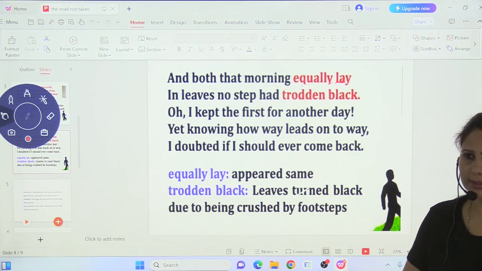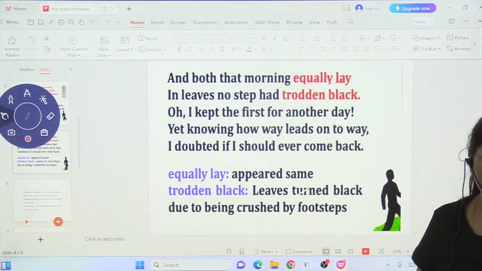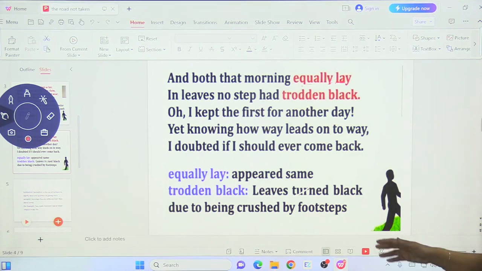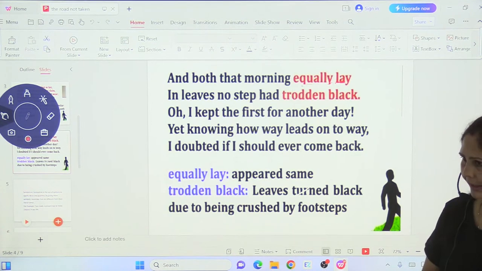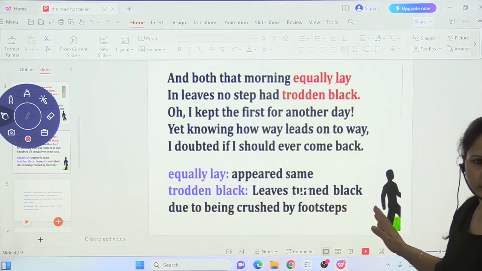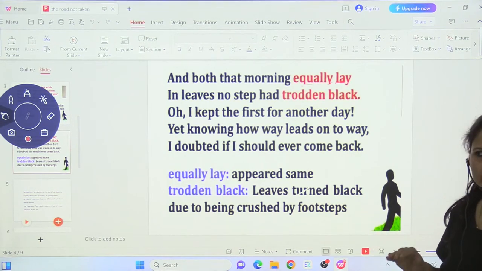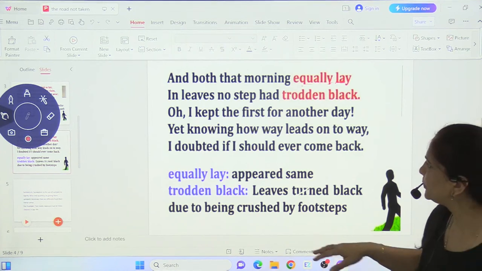When you walk on something, on a plant or a tree, what happens? They are damaged and they turn from green to black. So he found that there the grass was still green, which means it was not trodden. Bahut sare log uske upar chale nahi hai. Agar chale hote to kya hota? It would have turned black in color. But it was still green, which signifies that many people have not traveled on it.